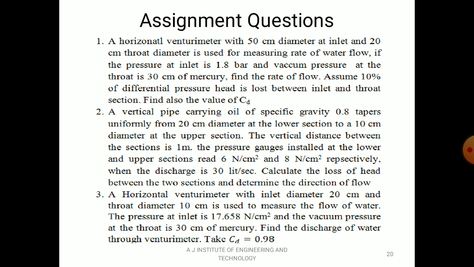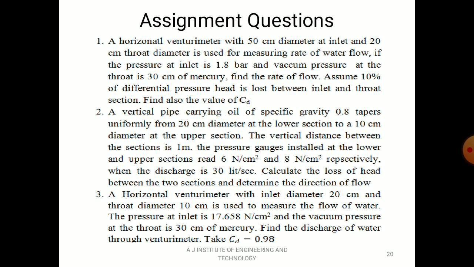for discharge. Then second problem: a vertical pipe carrying oil of specific gravity 0.8 tapers uniformly from 20 cm at the lower section to 10 cm diameter at the upper section. The vertical distance between the sections is 1 meter. The pressure gauges installed at the lower and upper sections read 6 Newton per centimeter square and 8 Newton per centimeter square respectively. When the discharge is 30 liter per second, calculate the loss of head between the two sections and determine the direction of flow. So they told us to find the loss of head and direction of flow.